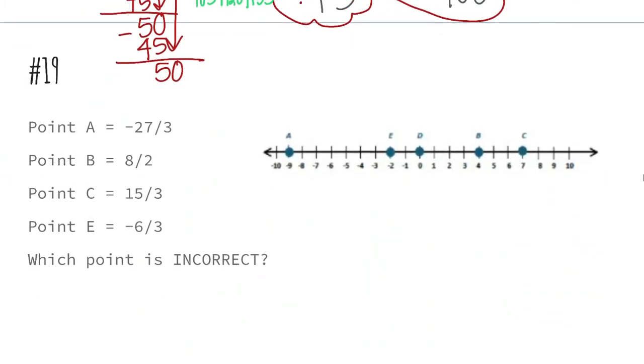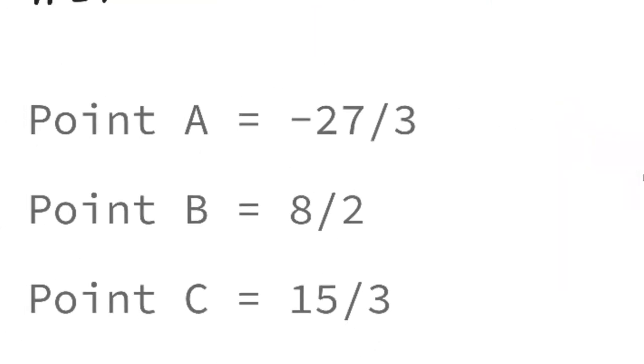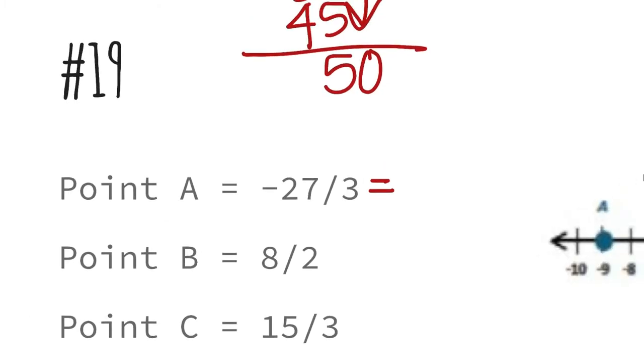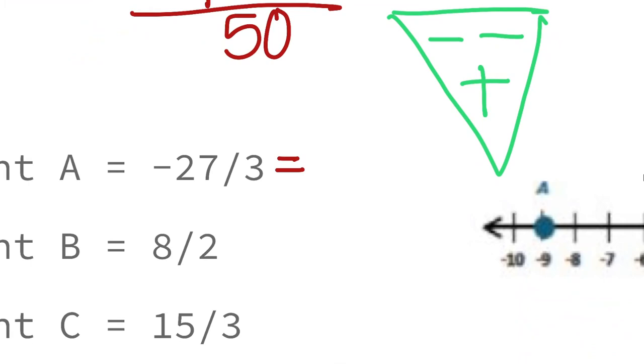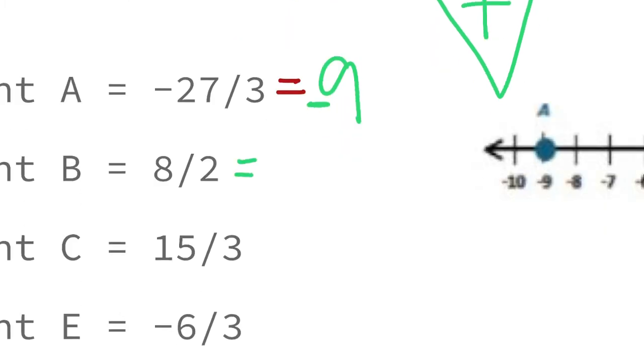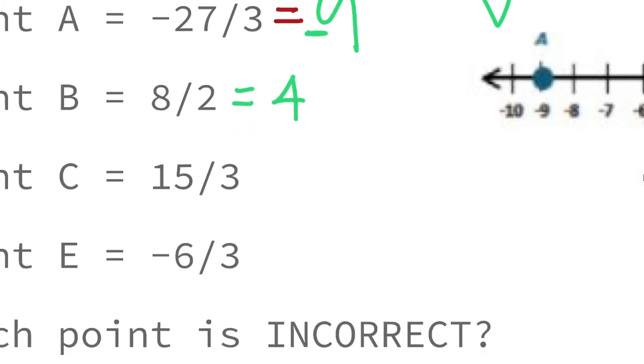Okay, this one, which point is incorrect? So first let us simplify these. Remember we're dividing, so we're going to be using Doritoman. We divide like normal, and then to figure out the sign, we use Doritoman. So 27 divided by 3 is going to be 9. I've got a negative and I've got a positive, so my answer's got to be negative. This is negative 9. 8 divided by 2 is positive divided by positive, so positive 4.